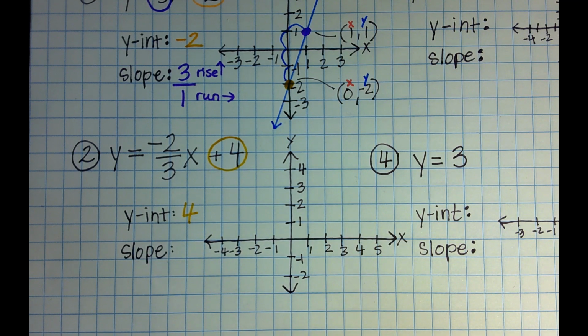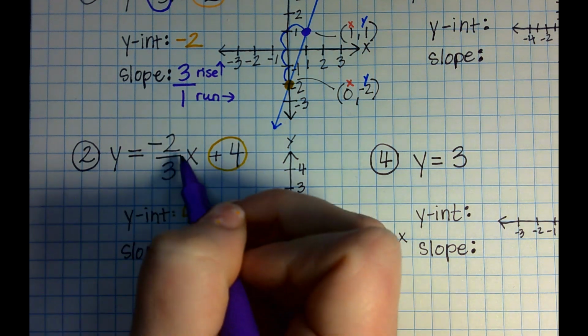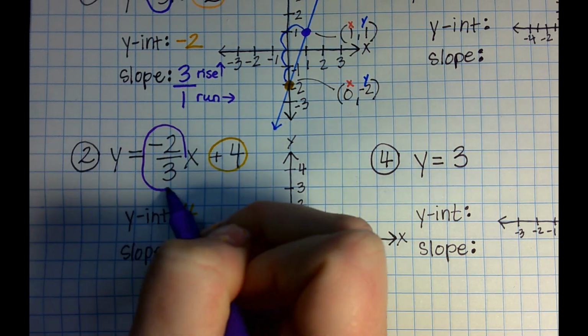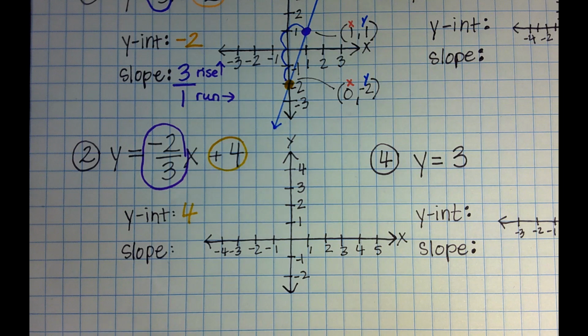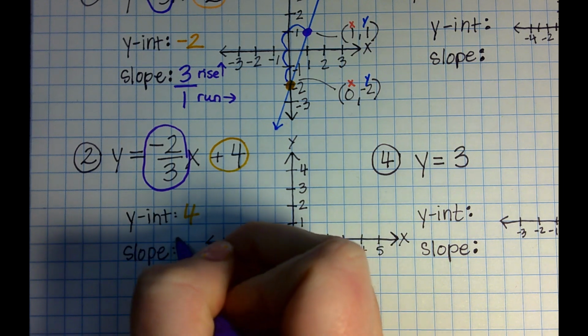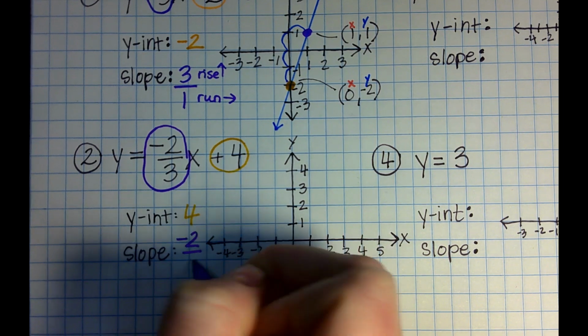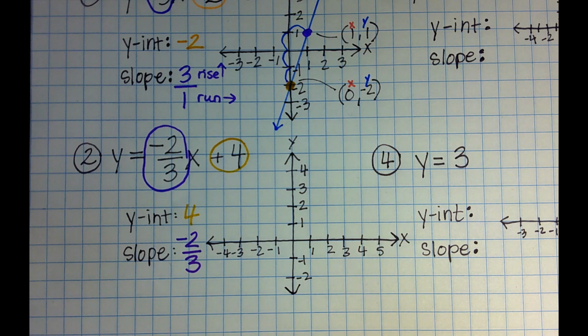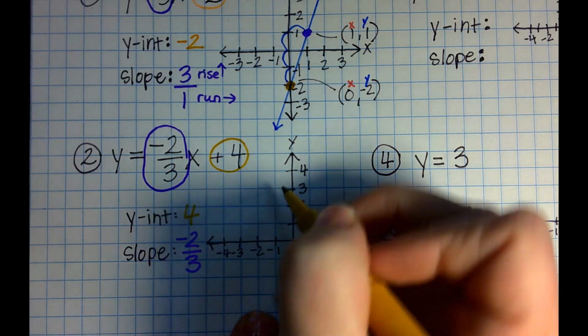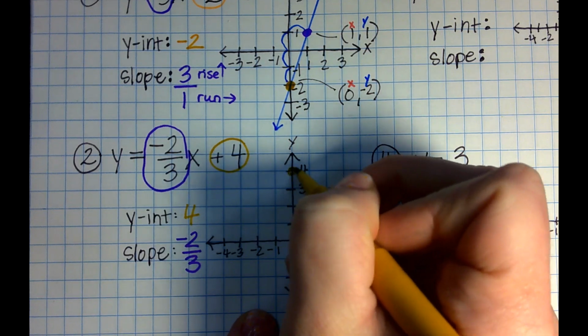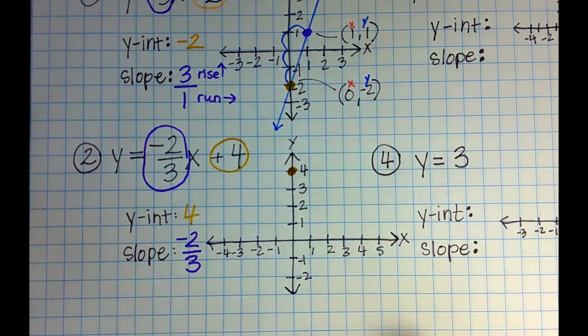And what is my slope? -2/3. Yes, -2/3. The number next to x. So my slope, -2/3. Okay. So where's my starting point? +4 on the y-axis. So we're going to start there.